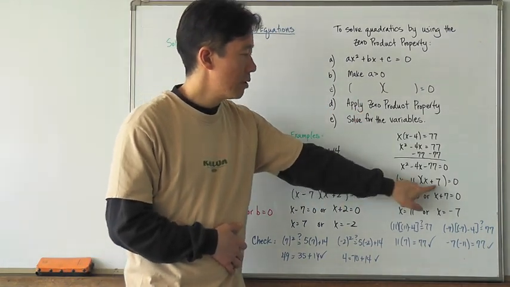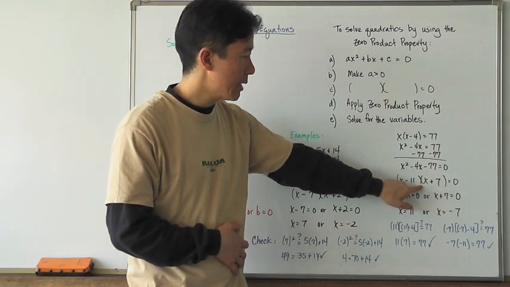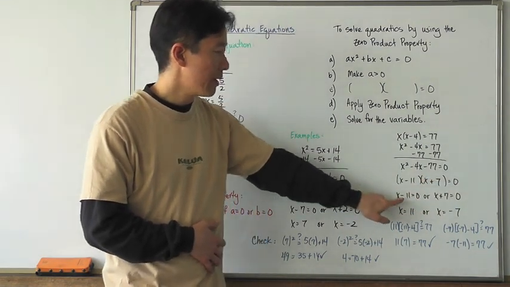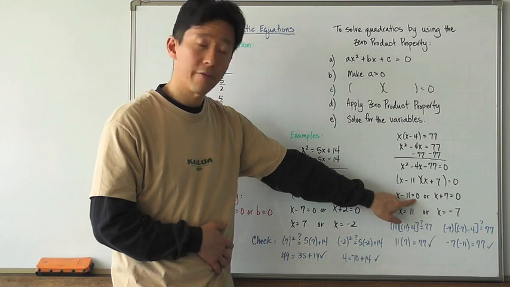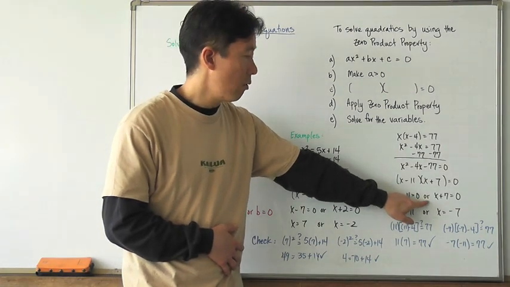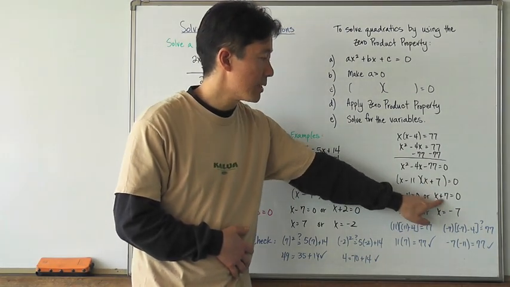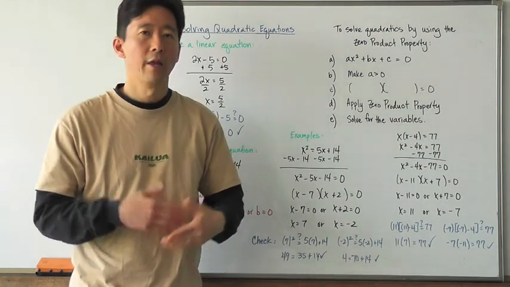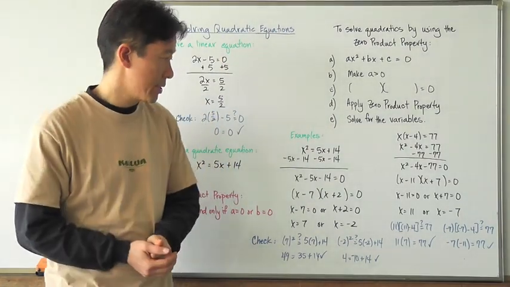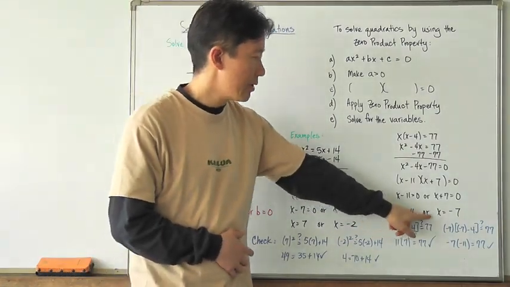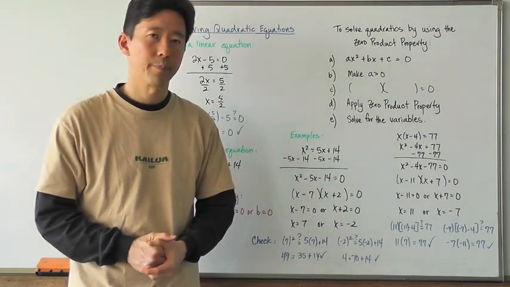Now what I can do then is apply the zero product property. I have two quantities that are multiplied together equaling 0. Therefore the x minus 11, or the first quantity, is equal to 0, or the second quantity, which is x plus 7, is equal to 0. Now we can solve for the linear equations. So I get x is equal to 11 or x is equal to negative 7.